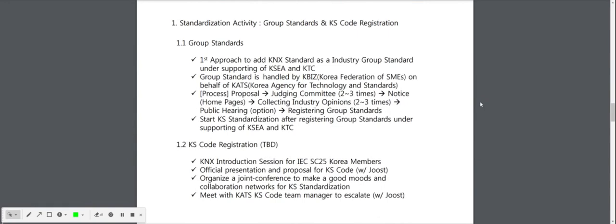Next, I want to show our local approach for group standard and KNX code registration. First is the group standard. We have a group standard which is very prevalent in this market. This is the first standard scheme, the first approach to add the KNX standard as an industry group standard, with the support of KSEA and KTC. I think this is a very good approach with them.